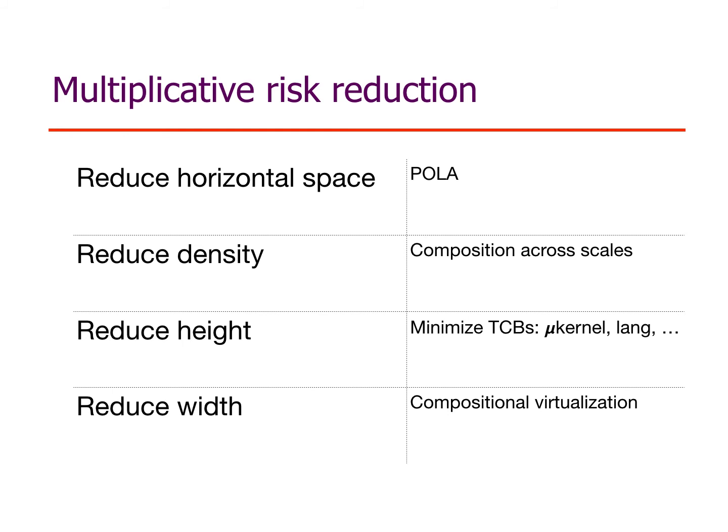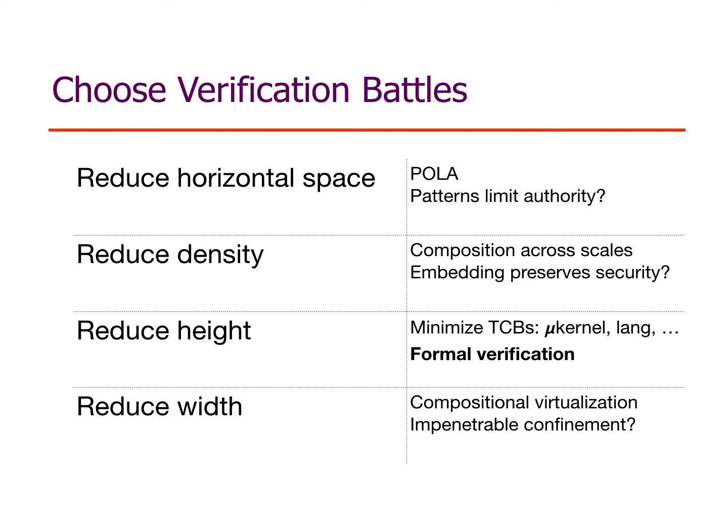By minimizing kernels and engaging in both better formal and more reliable informal reasoning, we reduce the height. And then by putting legacy in as small a box, a virtualization box, as we can fit it in, we further reduce the width. And verification issues come up for each of these.